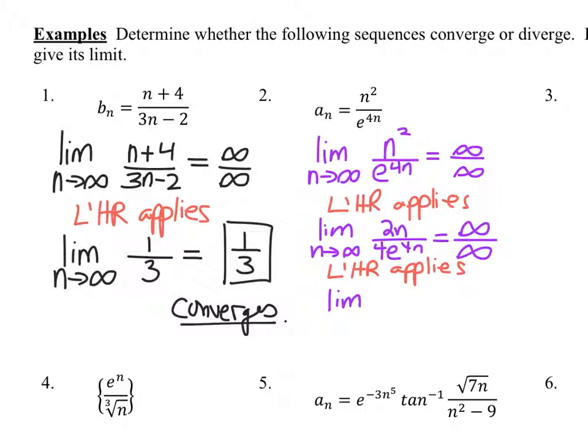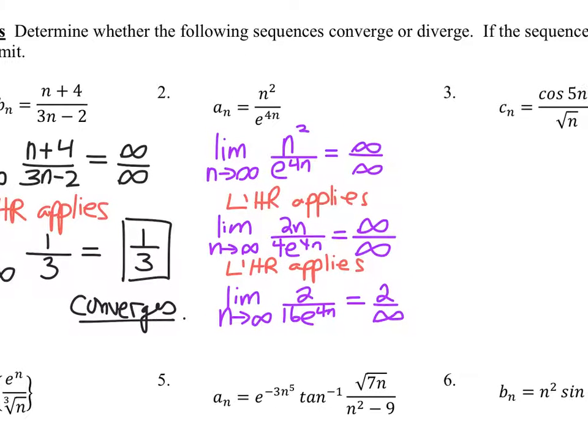So, derivative top and bottom. 2 over 16e to the 4n. So you just keep on rolling until you get something that is finite. In this case, if I apply the limit, I'm going to get 2 on top, so that's not infinity. So one way or another, I'm at the end of this journey. On the bottom, if I plug in infinity, I'm getting e to the infinitieth times 16, which is infinity. So then the only thing I would need to know is what 2 divided by infinity is.